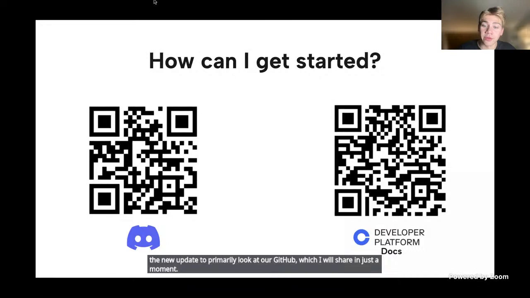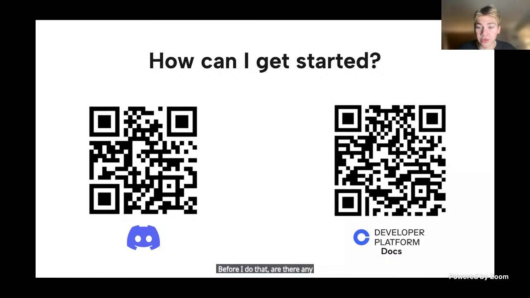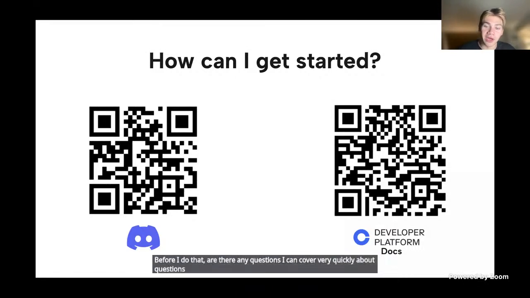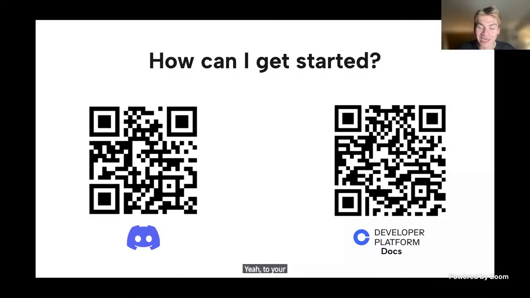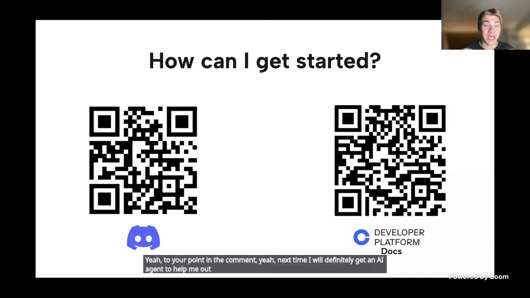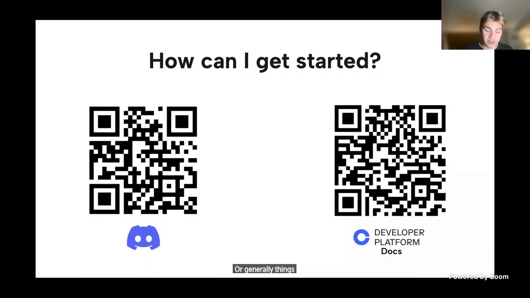Before I do that, are there any questions I can cover very quickly? And yeah, to your point in the comment, next time I will definitely get an AI agent to help me out with this presentation. But before we move into the specifics, any questions generally about AgentKit's goals, where we're going, more broader stuff? I'll leave a little bit of time at the end for more technical questions around the code or implementation itself.